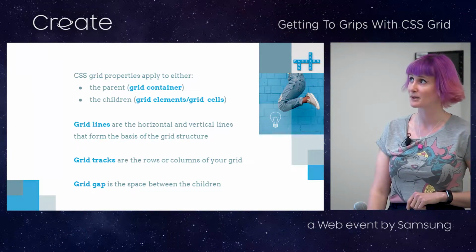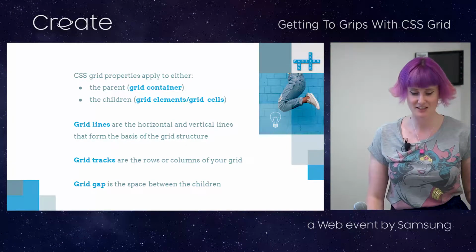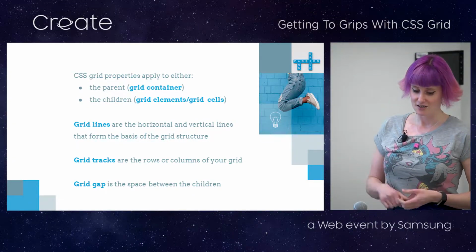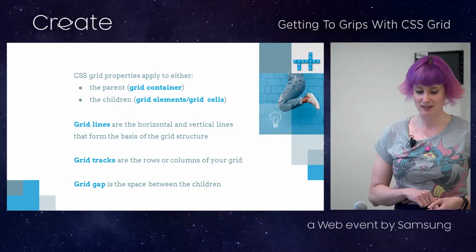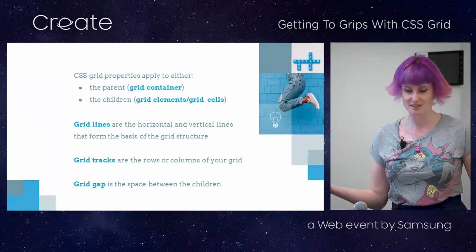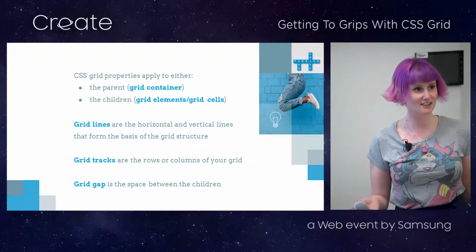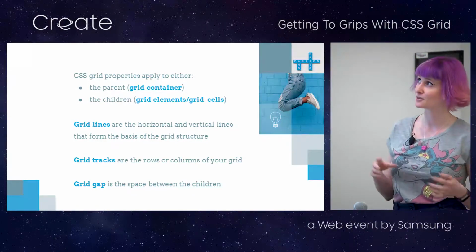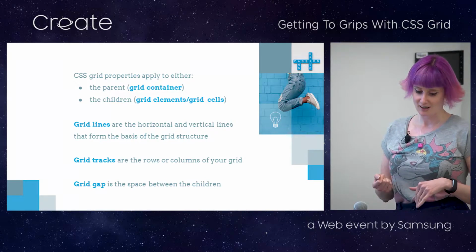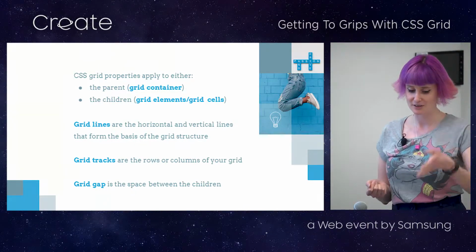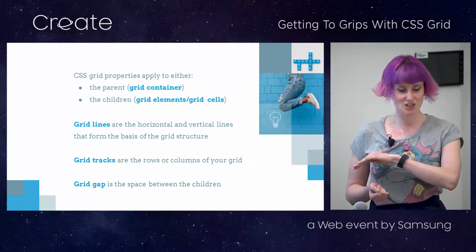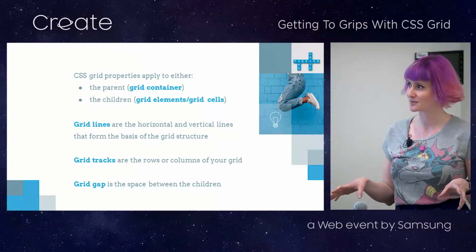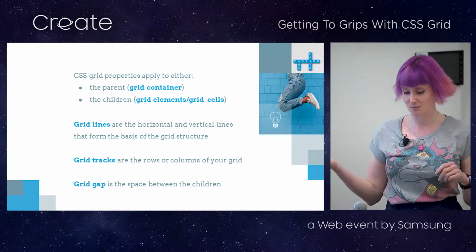So let's talk a little bit about the language of CSS Grid, and then I'm going to talk about how we actually use it to build things. The CSS Grid properties apply either to the parent, so that's the thing that's containing the things that you want to align, or to the children, which are the grid elements or the grid cells. The grid lines are the horizontal and vertical lines that go between each cell, and the grid tracks are either the rows or the columns. And the grid gap is the space between.